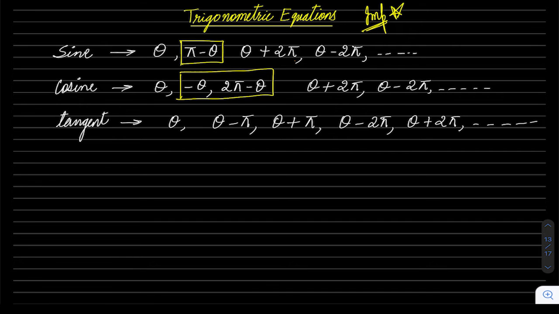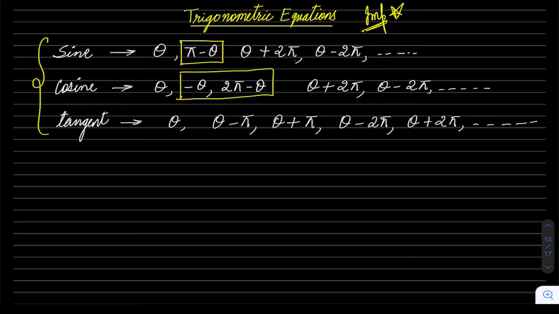Okay, so for trigonometric equations, in the previous video we have done the trigonometric graphs, in which we found these results, and you have to remember them. The easiest way to remember is that for sine, theta and pi minus theta give the same value. The explanation is given in the previous video. If you haven't watched, please go back and watch that video first.